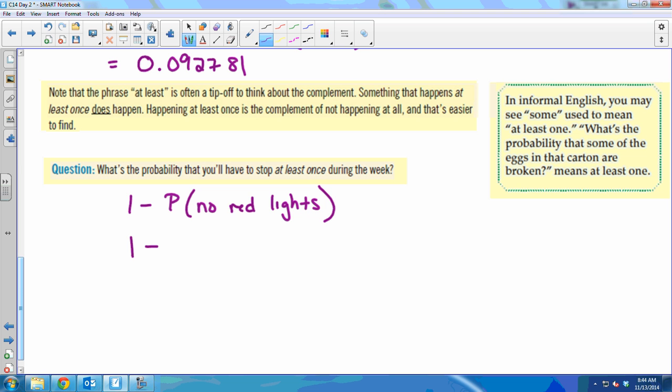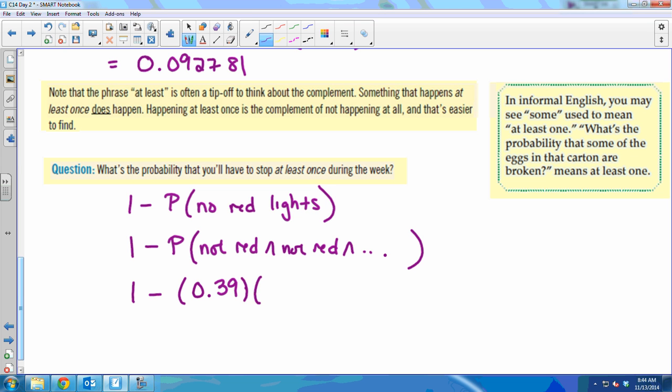So this is a 5-day work week commute. So no red lights is the probability of not being red 5 times in a row, right? Technically the book would say not red and not red, etc., 5 times. That helps you figure out what numbers you're supposed to be using. So what's the probability of it not being red? 0.39, right? That was probably being green or yellow. So you're going to do that multiplied by itself 5 times. You're totally right, to the 5th power, and that's totally fine.